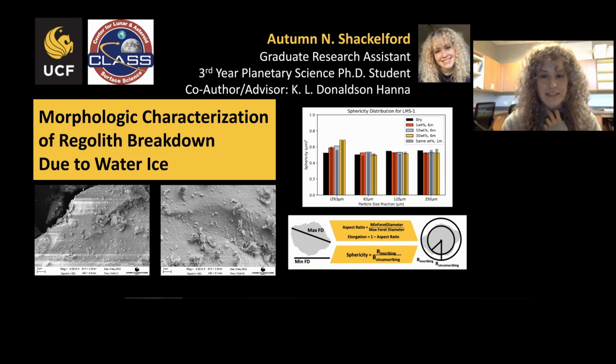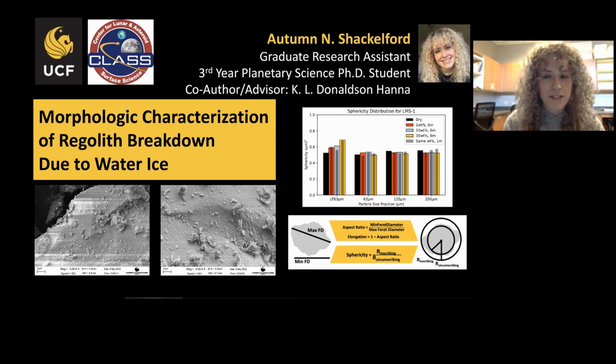So from these data sets, we see distinct, predictable trends in how the Mare simulant weathers. We see increasing sphericity of the particles and decreasing elongation of the particles with increasing concentrations of water, which is what you would expect when things are weathering, when things are eroding. However, the Highland simulant seems to weather without regard to the amount of water added.